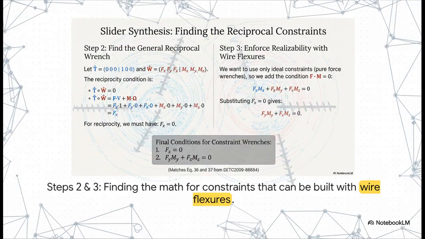All right, next, we apply the math. Step 2 uses that reciprocity idea to find the general mathematical form for any constraint that we work with our sliding motion. Then, in step 3, we add another rule, the pure force condition. This is what makes sure that these constraints can actually be built using our ideal wire flexures. What we're left with are 2 final equations that any valid constraint has to obey.